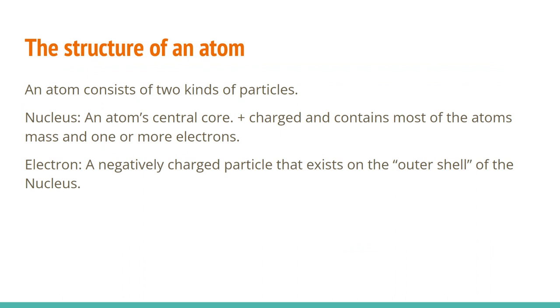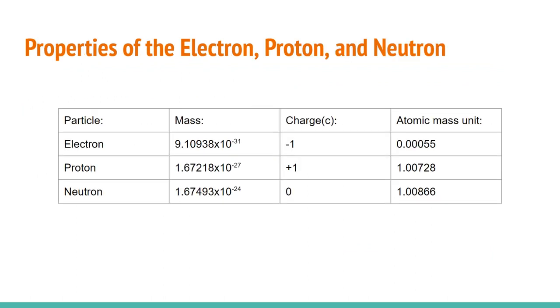And when you have a nucleus, let's say you have a circle that represents the nucleus, and then you have another circle around the nucleus. Electrons exist on that, and we call it the outer shell because it is obviously the outermost part of the nucleus.